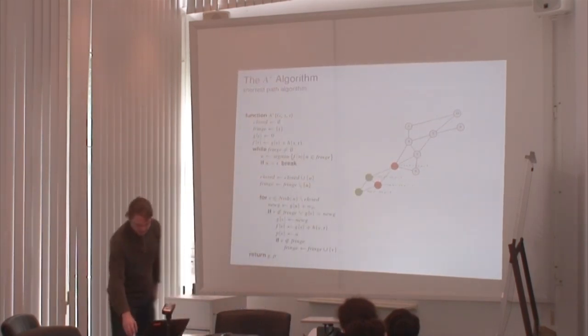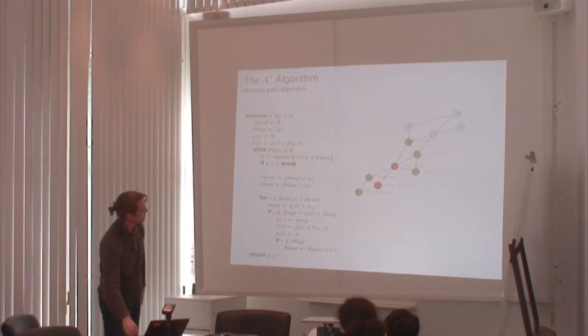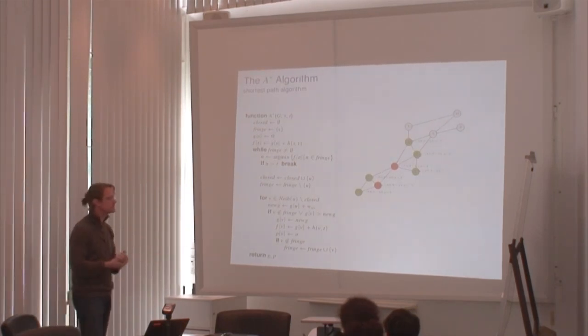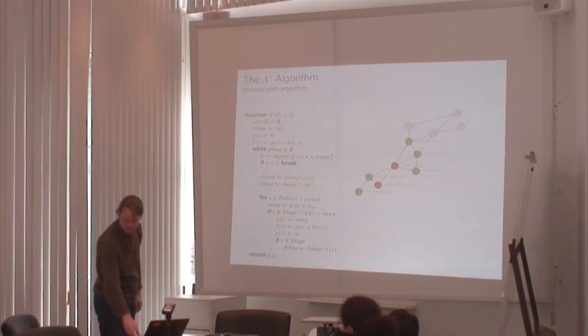Okay, now we consider this node and all its neighbors. We compute the g, h, and f value, of course, for these neighbors. And then we, yeah.